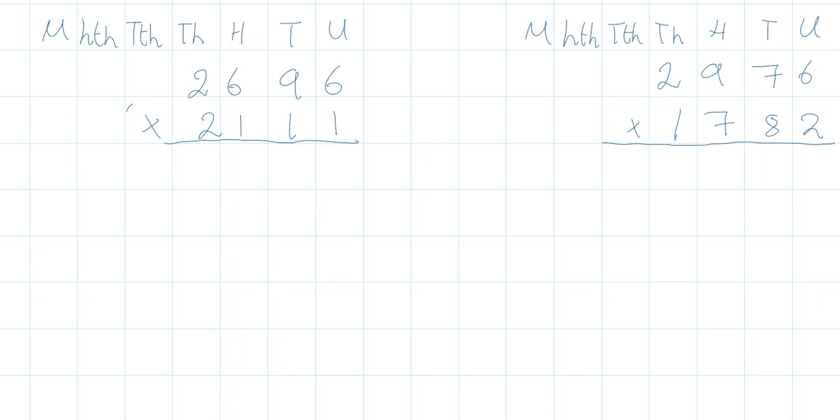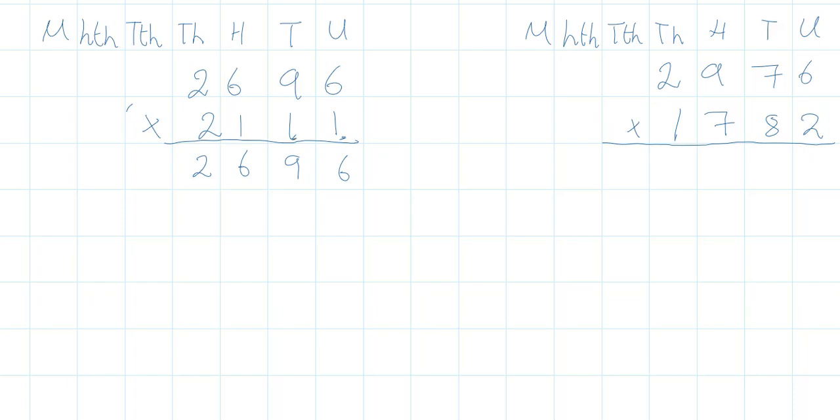First of all, I'm going to multiply 2696 by my unit, which is 1. So I multiply 1 times 6, that's 6. Then 1 times 9 is 9. 1 times 6 is 6. And 1 times 2 is 2. Now I'm going to move on to the next line.